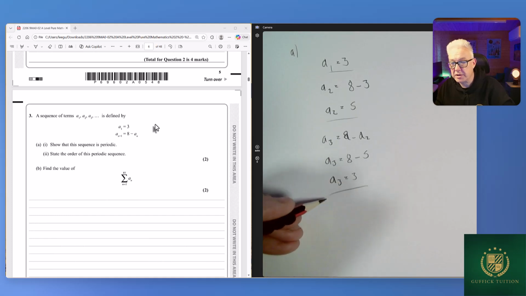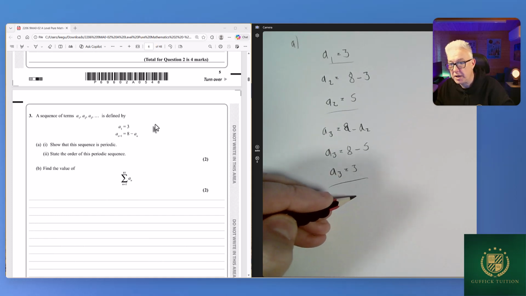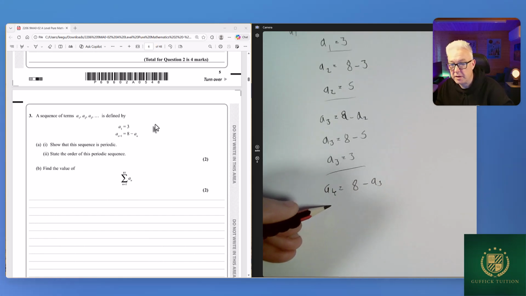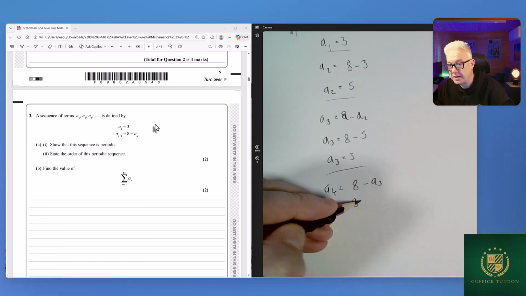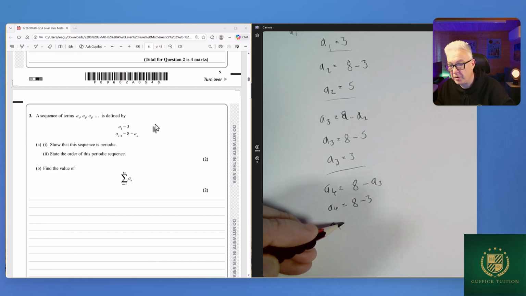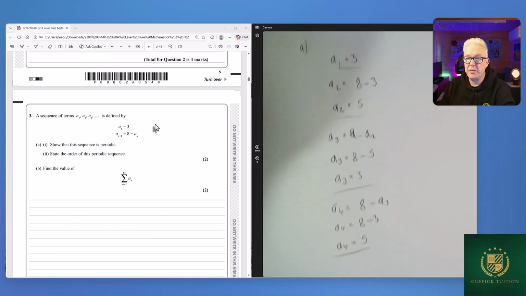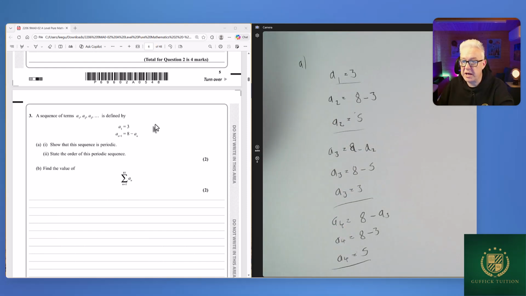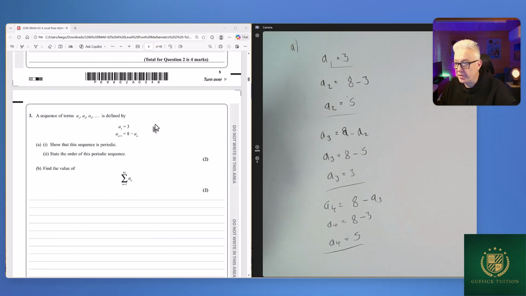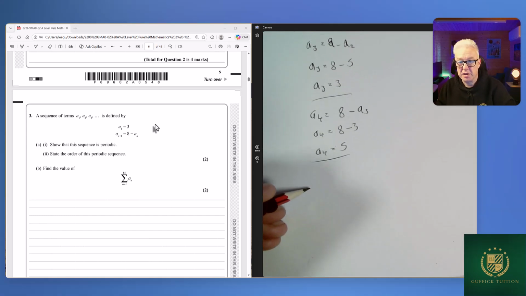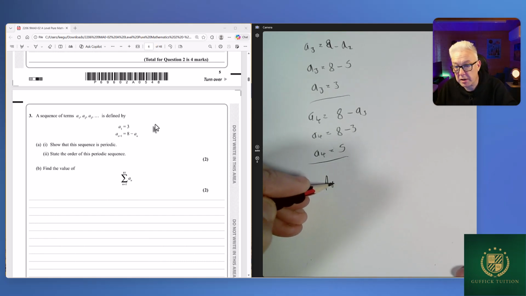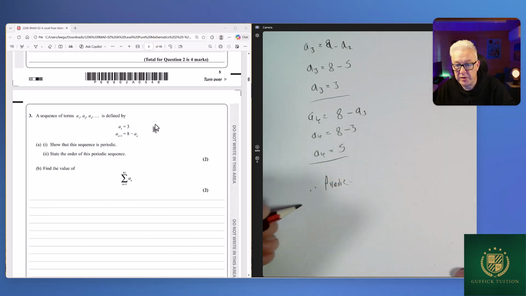So let's generate the next term. So a4 is going to equal 8 minus a3. So a4 is going to equal 8 minus 3. So a4 is going to be 5. Now I think we can see that we've got a pattern. We're basically going 3, 5, 3, 5, and it's just going to keep on going round, alternating between 3 and 5 and 3 and 5. Okay, so therefore it is periodic. So we can say, it is therefore periodic, because it just alternates between 3 and 5.